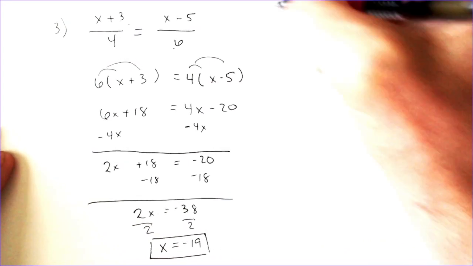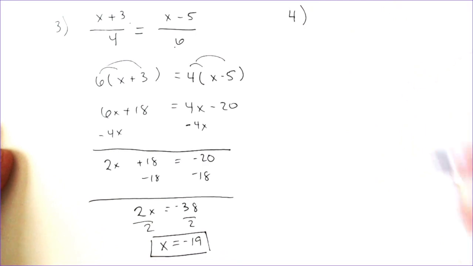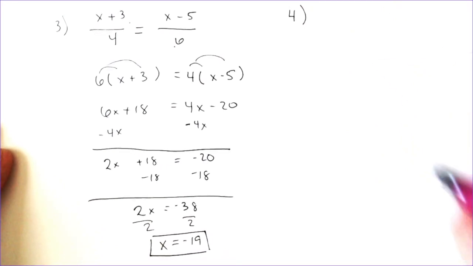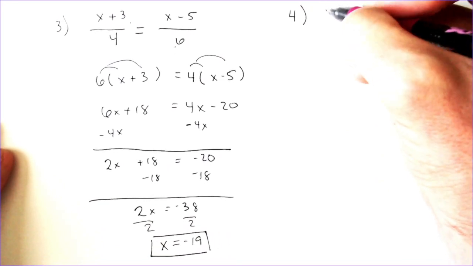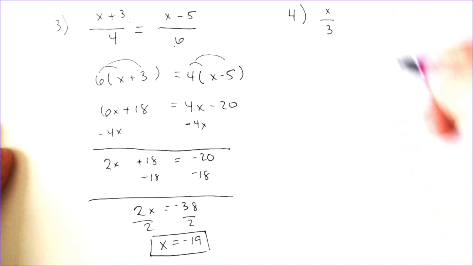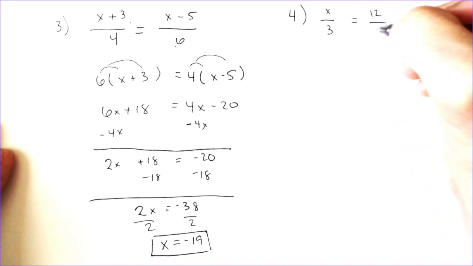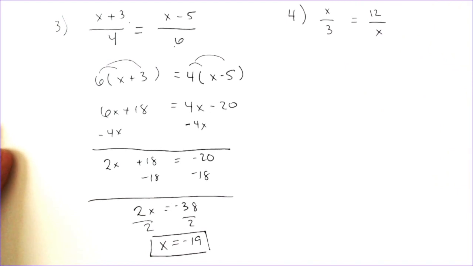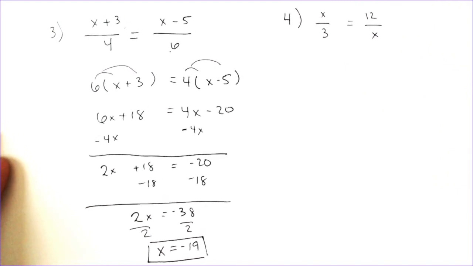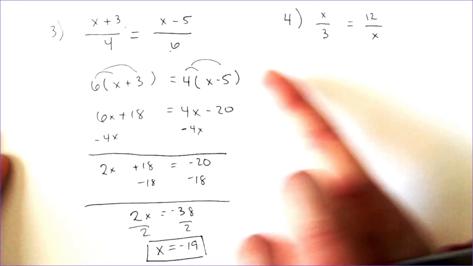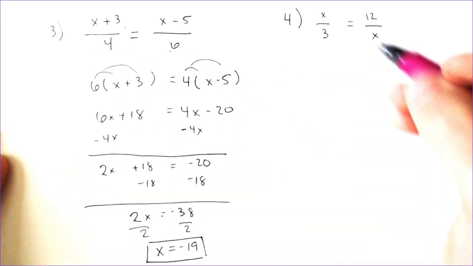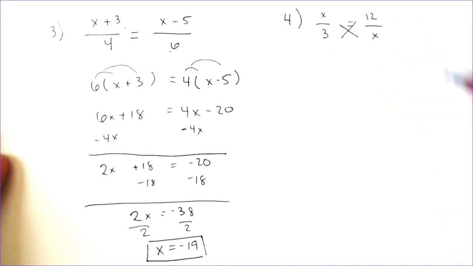Next problem is going to feel like it's easier, and I would agree it's probably a little bit easier. We're going to take an x and put it over 3, and we're going to equal that to a 12 and put it over x. So when we do our cross multiplication this time, it's going to be much smaller because we have less stuff. But it is going to involve an element that makes it a little more difficult.